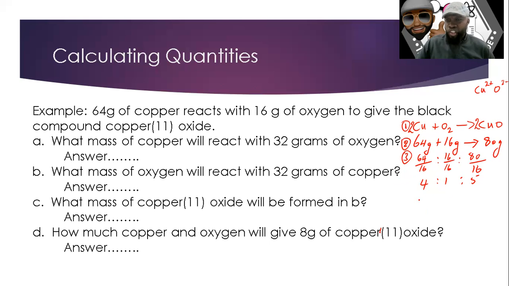Now that I know my ratio, I'm ready to deal with any amount of any of my reactants to find the amount of the other. Okay, so let's go ahead. Question A says, what mass of copper will react with 32 grams of oxygen? So they've given me oxygen. This is my oxygen there. My ratio is 1 oxygen to 4 copper. So if I've got 32 grams of oxygen, I know my copper is 4 times that.